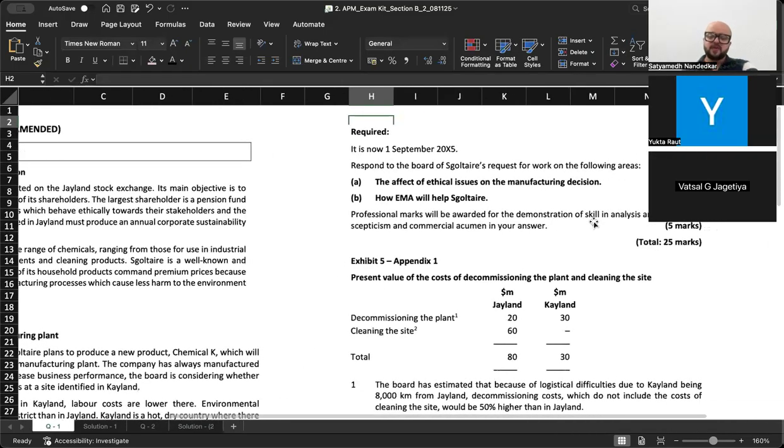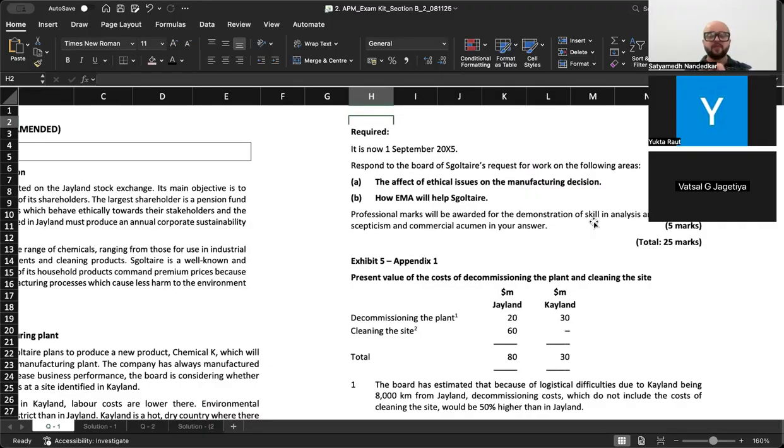It is now 1st of September 2005. Respond to the board of Skolitaire's request for work on the following areas. The effect of ethical issues on manufacturing decision, and how EMA, that is environmental management accounting, will help Skolitaire.